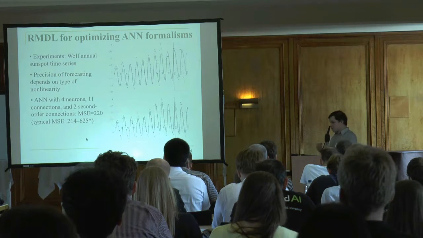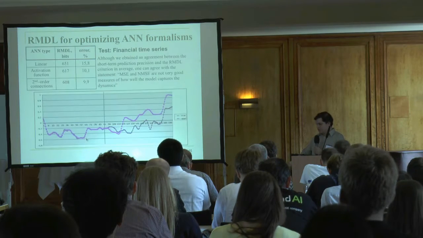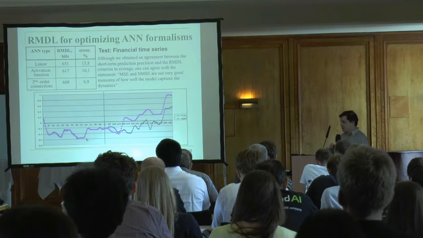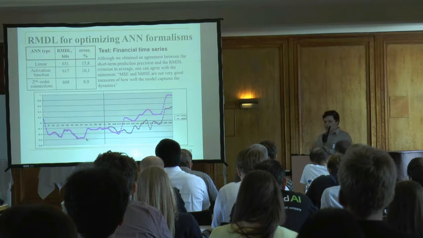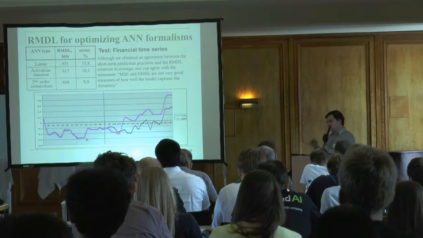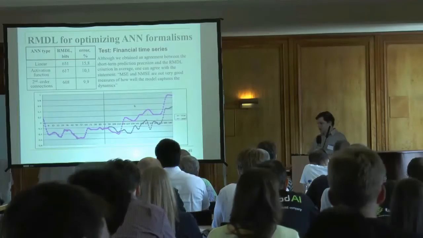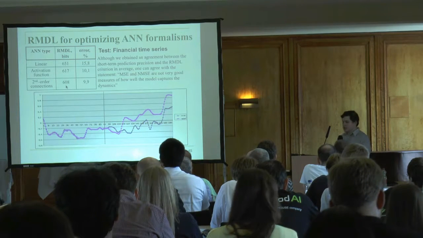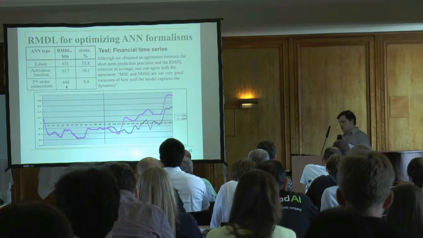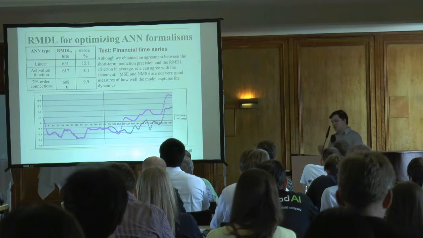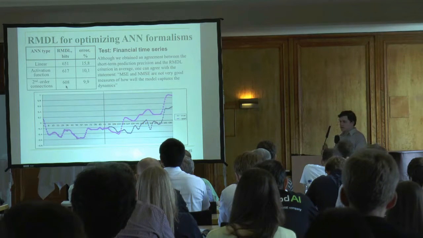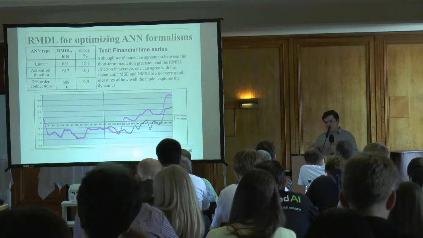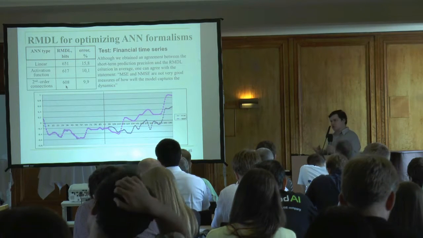And we saw that by using the RMDL principle, we can quantitatively compare different neural networks formalisms for different problems, and the criterion can compare these methods. And even if such criteria for comparison as mean square error don't work, it can show us, for example, that some prediction is probably not precise but structurally correct.